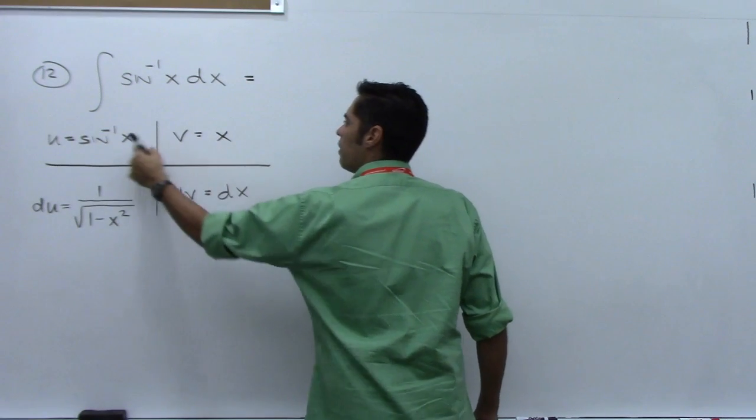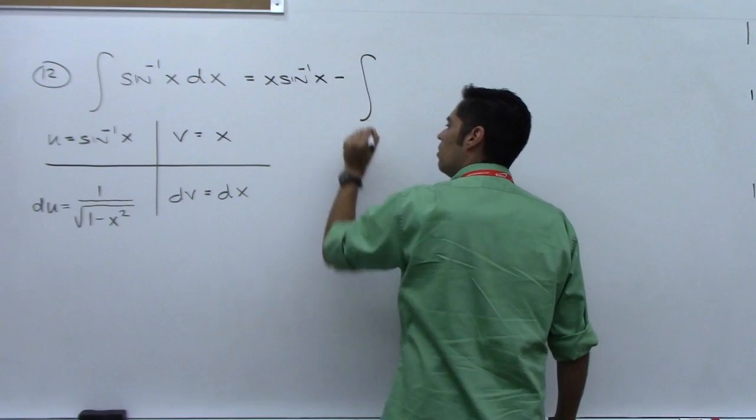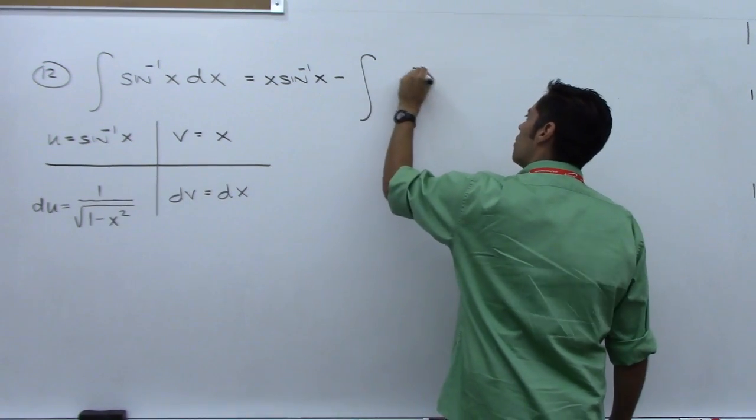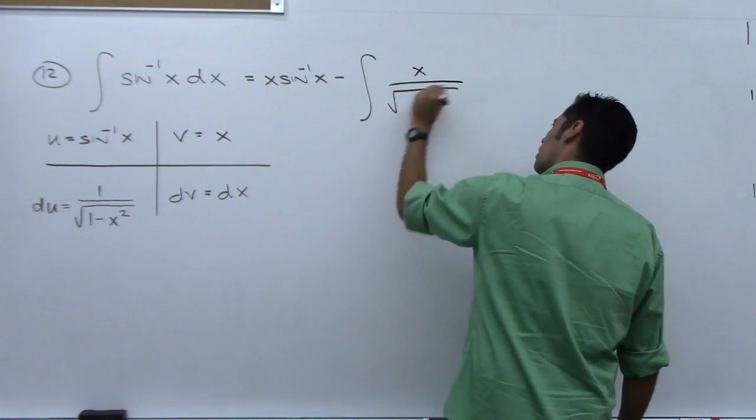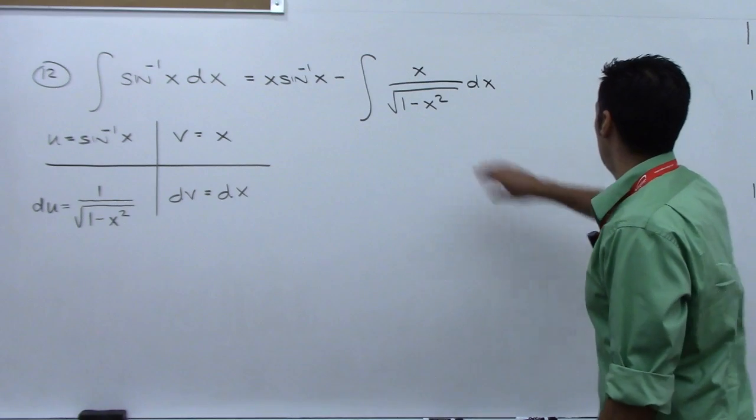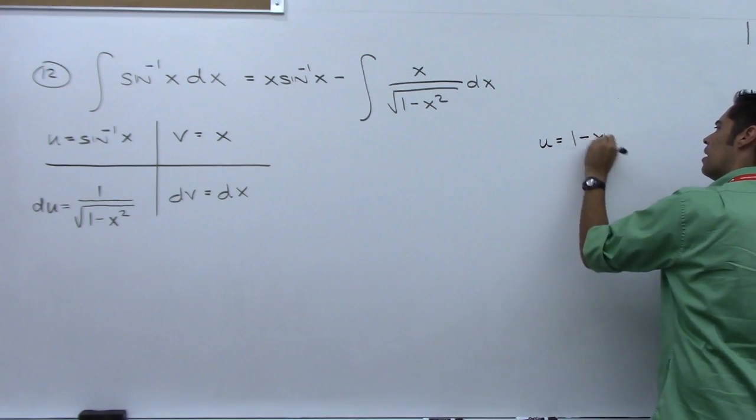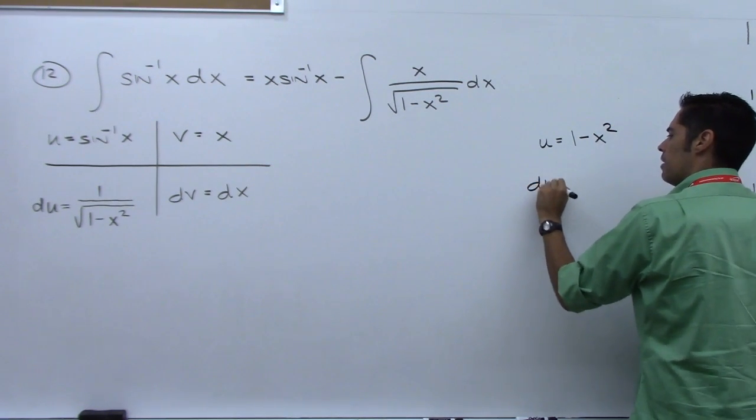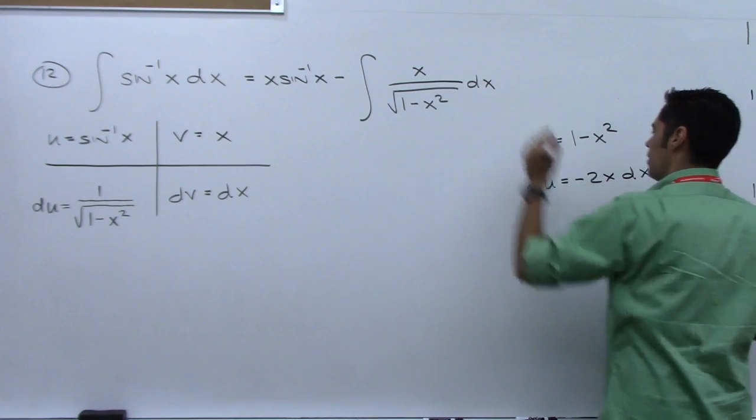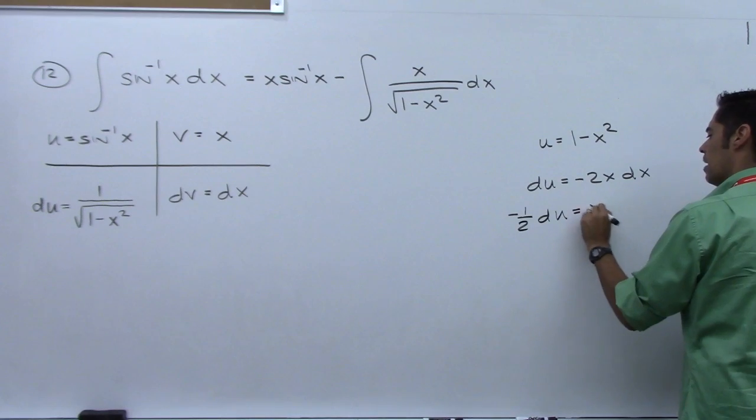So we've got uv, x arc sine x, minus integral vdu, which is this times this. So that x I'm just going to put on the top: x over square root of 1 minus x squared dx. And this is actually good because now I can use a basic substitution. I'm going to let u be equal to the whole thing underneath the radical. The derivative of that is negative 2x dx. I have an x dx, so I just scale this. Negative 1/2 du is equal to x dx.